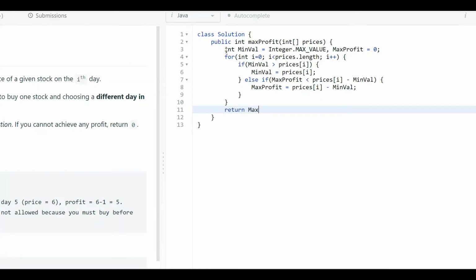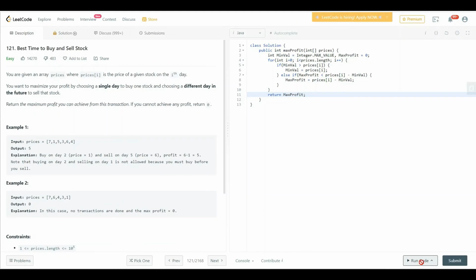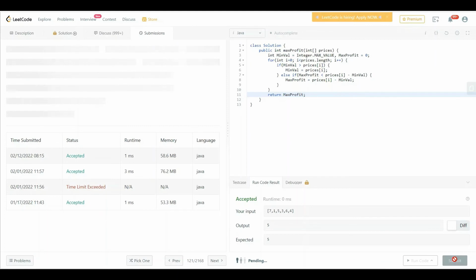Let me see if it works or not. Okay, so it worked. There are no typos, and it did work. So let me submit our code to check if it is valid for all test cases and if it is optimal or not.